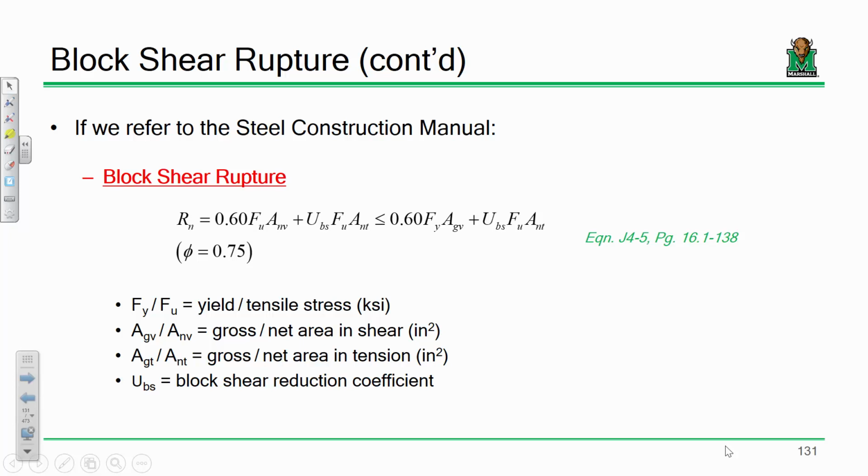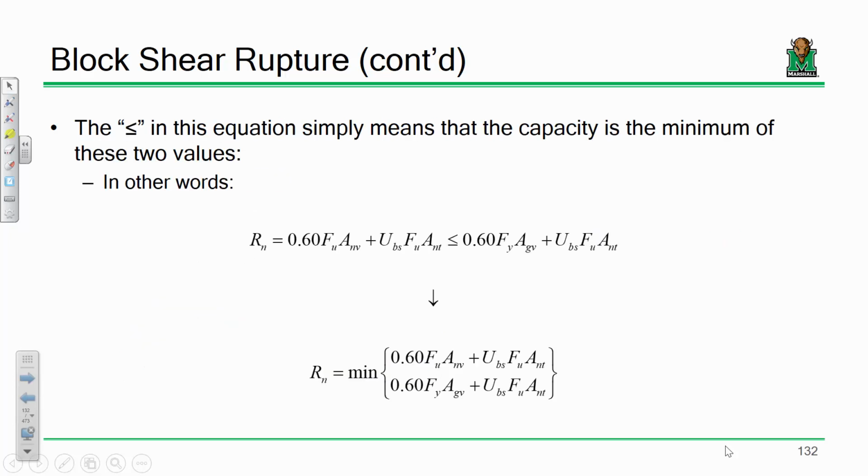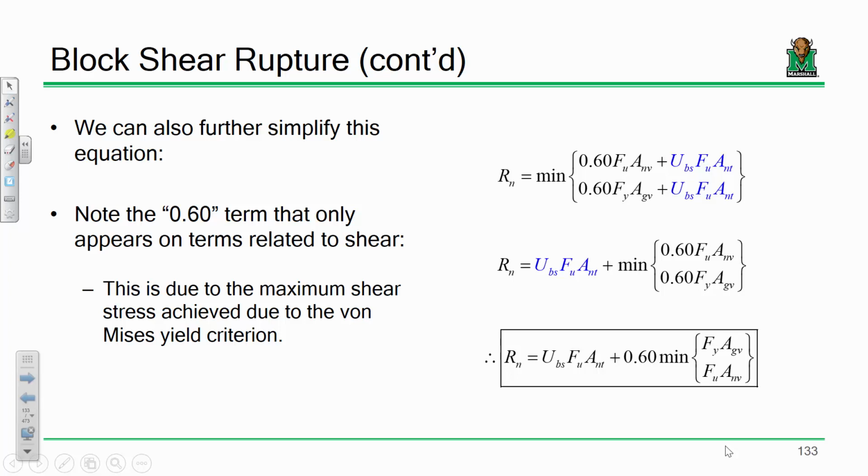Now remember, any time that you have an expression where you have a pile of junk less than or equal to another pile of junk, that's just saying it's the minimum of those two quantities. And when you take this expression and pull out everything that's common, you get what I have right here. So all this is just rewriting what's in the spec in a format that's a bit more user-friendly.